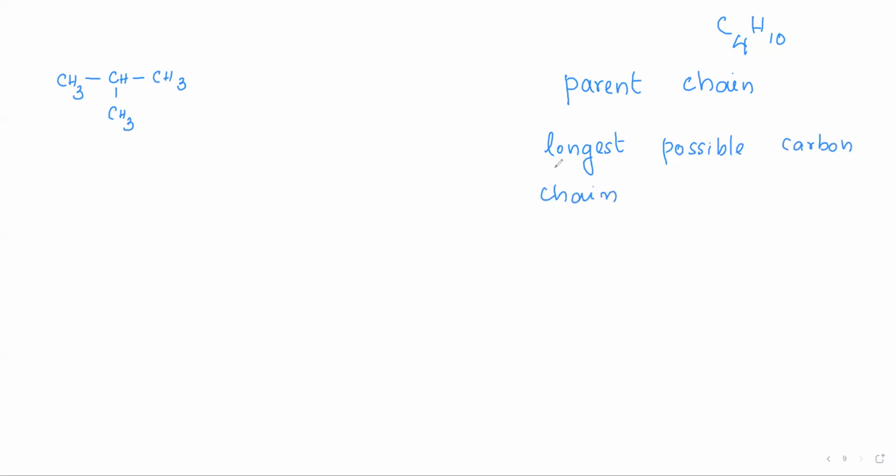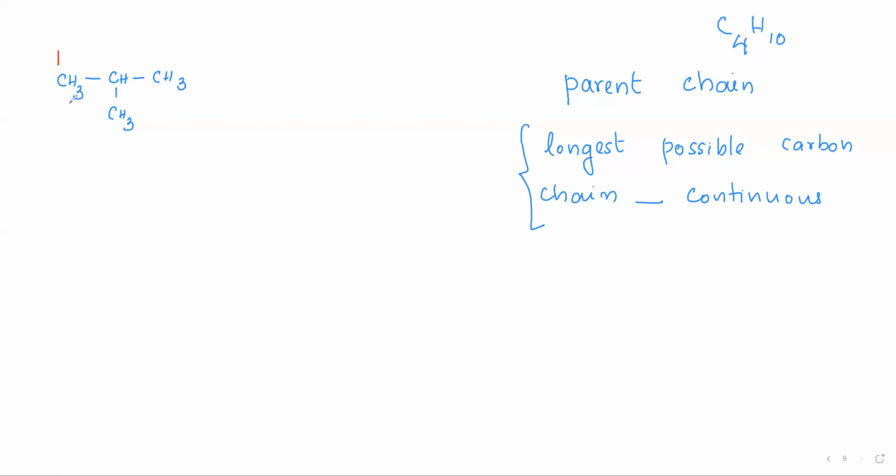Okay, now one more speciality is this carbon chain has to be continuous. So, the longest possible continuous chain of carbon has to be selected. But how do we do this? Well, start from either the left or the right side. Suppose I'm now starting from the left side. Number the carbons. Okay, this is my first carbon.